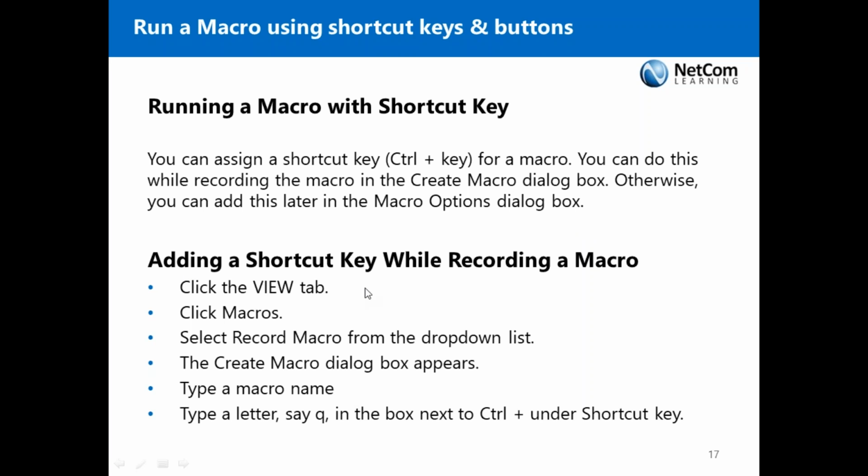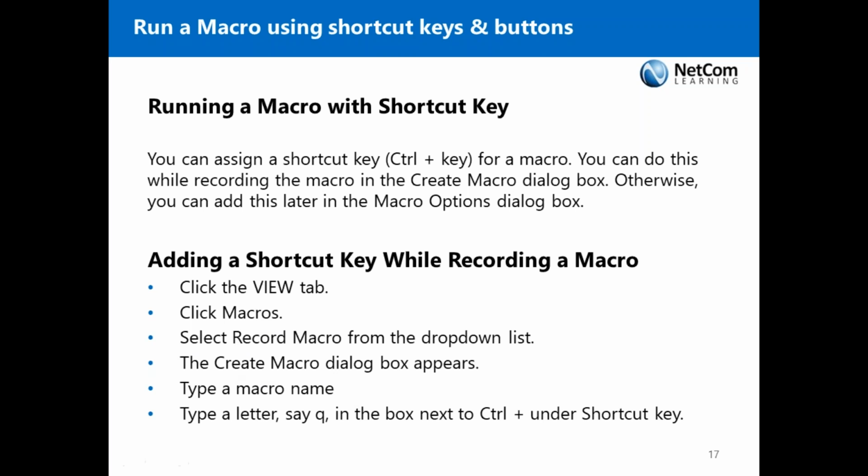Adding a shortcut key while recording a macro: you have to click the View tab or the Developer tab, then click on Macros. When you click on Macros, the window for Macros is going to show with the list. You select the record macro option from the drop-down list to record a new macro.